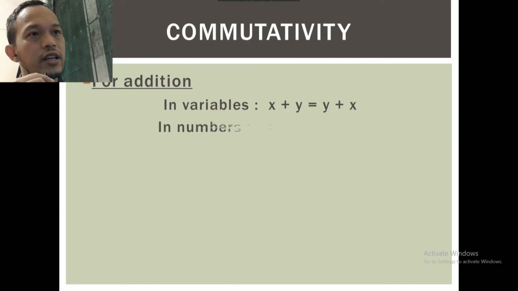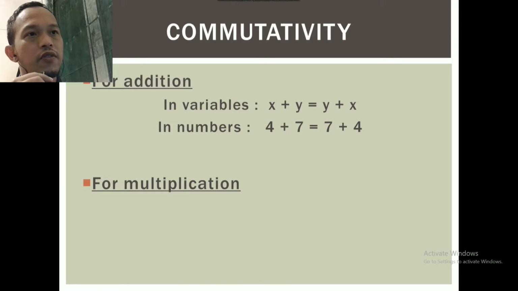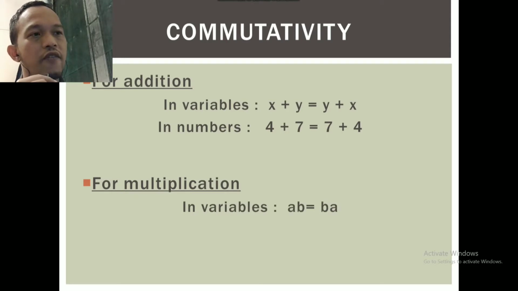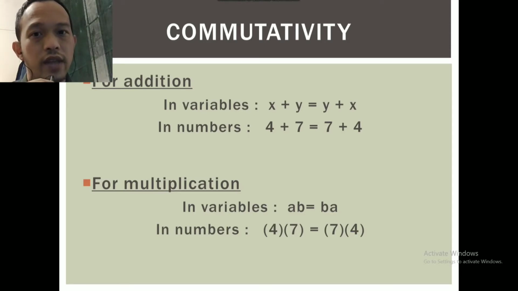So if I apply it in numbers, 4 plus 7 is 11. If I change the order, 7 plus 4, it's still 11. So it's safe for us to do the commutative for addition. How about for multiplication? It's the same. In variables, for every a and b, a times b equals b times a. In numbers, 4 times 7 is 28. Is it equal to 7 times 4? Yes, of course, it's still 28.